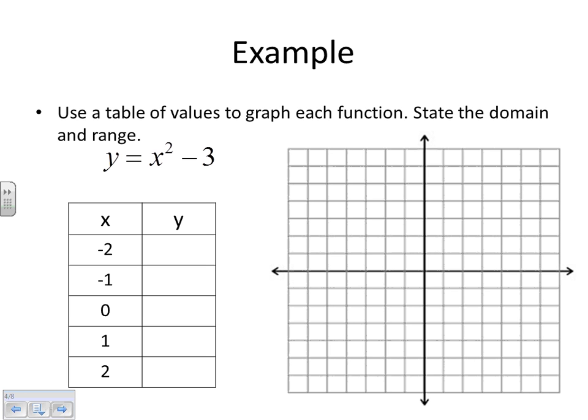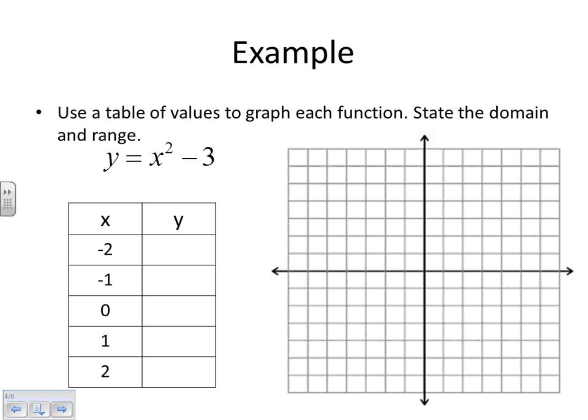Okay, here's our first example. And this is how to graph a quadratic function. First of all, you're going to create a table of values in order to graph the function. And then after we graph it, we're going to state our domain and range. So here we've got y equals x squared minus 3.